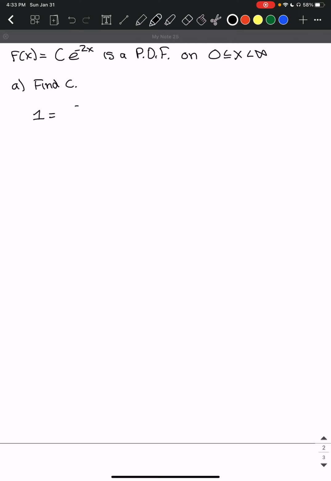I say that 1 is equal to the integral of c e to the minus 2x dx, and then not from minus infinity to infinity, but on our bound, right? I'm going from 0 to infinity. I know this c is going to be a constant, so I can factor it out, and essentially just do this. 1 over c is equal to this integral, and then I don't have to worry about it at all until the very end.